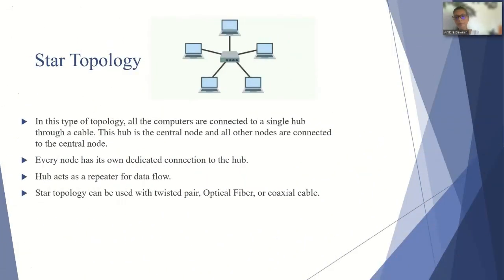Star topology. In this type of topology, all the computers are connected to a single hub through a cable. This hub is the central node, and all other nodes are connected to the central node. Every node has its own dedicated connection to the hub. The hub acts as a repeater for the data flow. The star topology can be used with twisted pair, fiber optic, and coaxial cable.